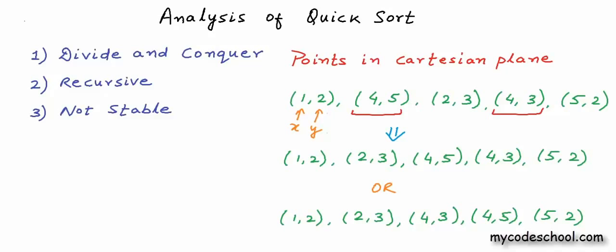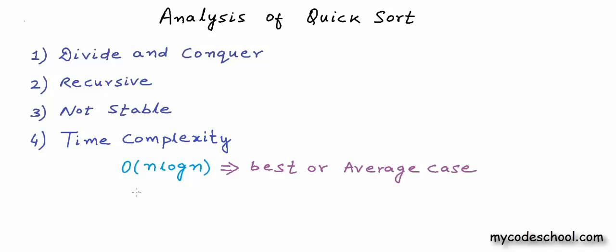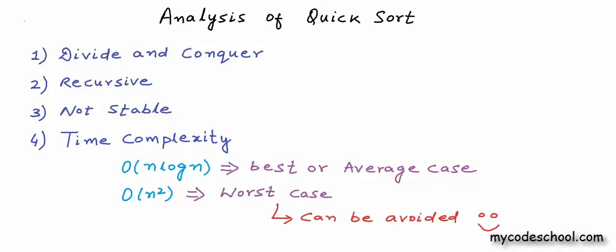Okay, let's now talk about time complexity of Quicksort. Time complexity of Quicksort is big O of n log n in best or average case, and it's big O of n square in worst case. But the worst case can almost always be avoided by using what we call randomized version of Quicksort. Let's now see how Quicksort is big O of n log n in best or average case and big O of n square in worst case.